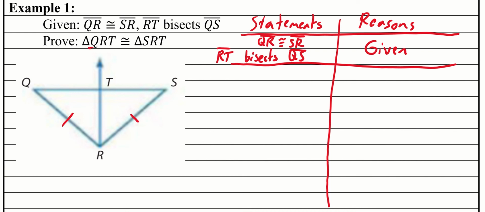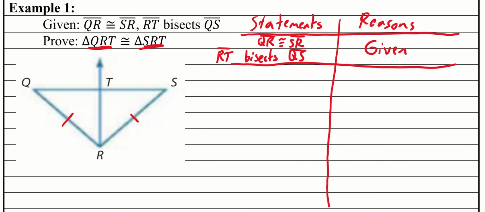And notice our end goal is to prove that the triangles as a whole are congruent. If we want to do that, you need to ask yourself the same two questions on every single proof that we do in this unit. The same two questions over and over and over again. First question that you always need to ask yourself, what do I know from my given information?